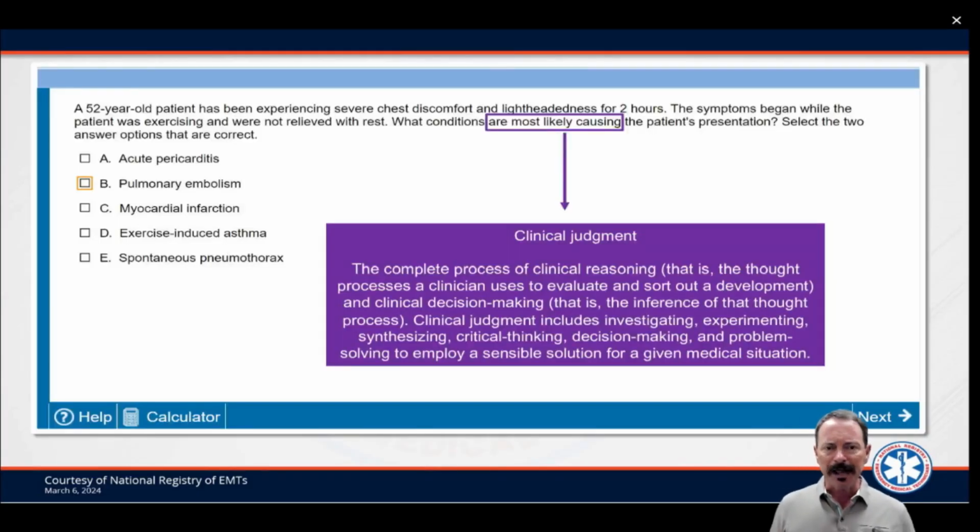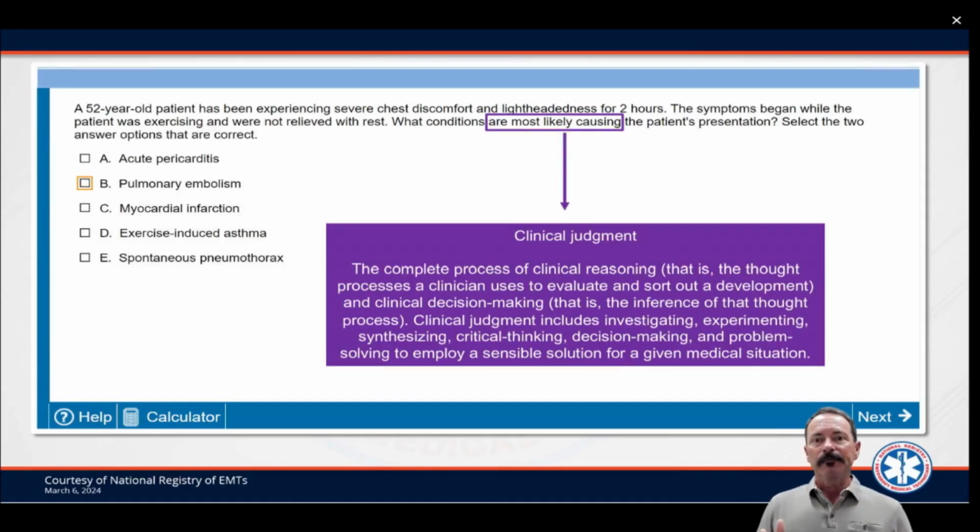All right, now we've got this other question, and it says, let me get out of the way so you can read it. It says a 52-year-old patient has been experiencing severe chest discomfort and lightheadedness for 2 hours. The symptoms began while the patient was exercising and were not relieved with rest. What conditions are most likely the patient's presentation? Select the 2 answer options that are correct. Okay, so there's our question, and it's asking us to select the 2 answers that could be correct.